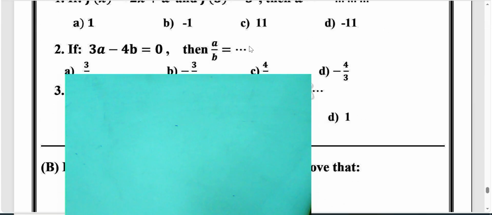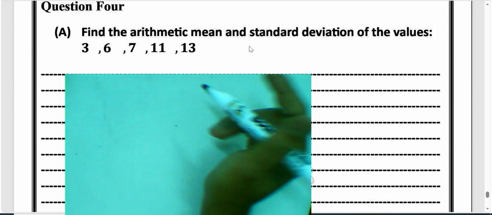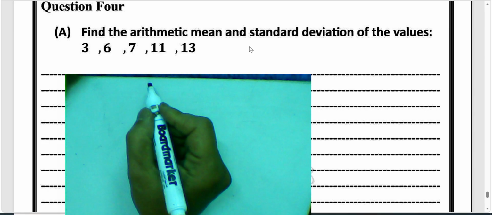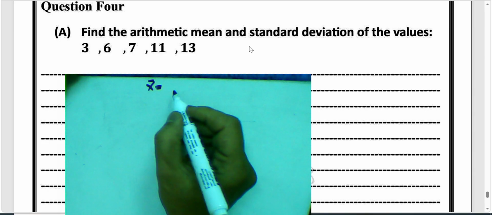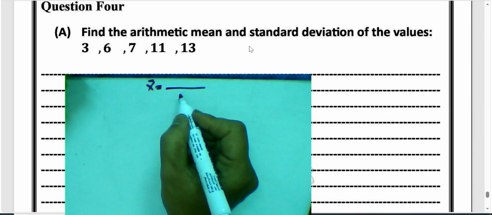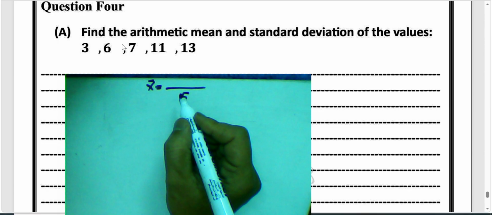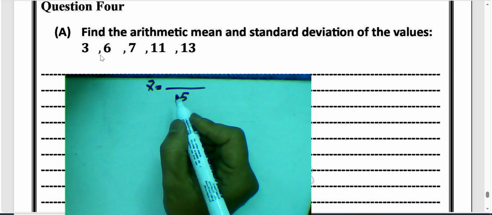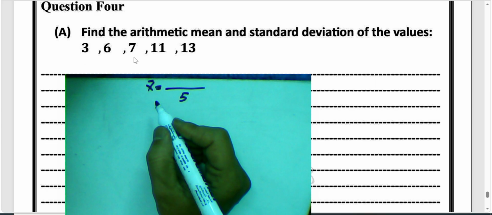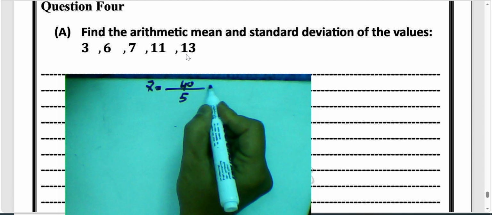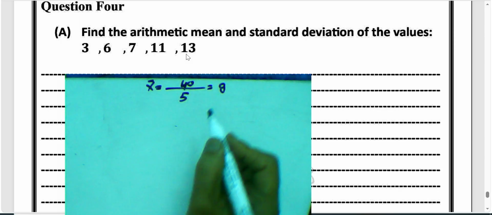Find the arithmetic mean of the numbers. First step you can find x bar, the arithmetic mean, and then find the standard deviation. X bar, we add all numbers divided by the number of values. We have 5 values: 13 plus 11 plus 7 plus 6 plus 3. 3 plus 6 is 9, 9 plus 7 is 16, 16 plus 11 is 27, 27 plus 13 is 40. Then we have 40 over 5.